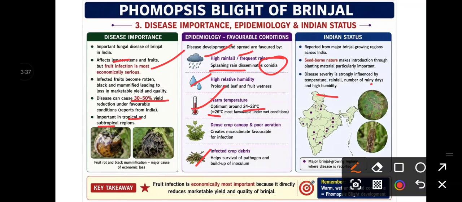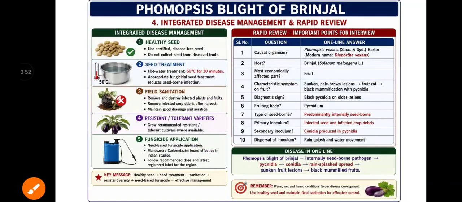In Indian conditions, most of the area is subtropical and tropical, so wherever brinjal is grown, this disease is reported. Next, about the management.